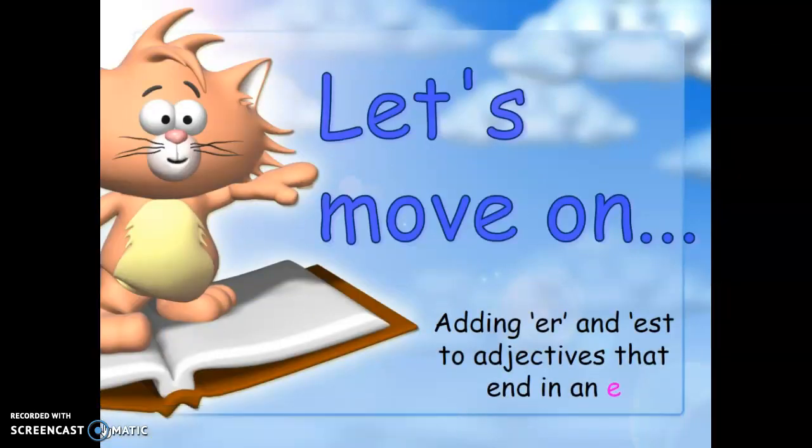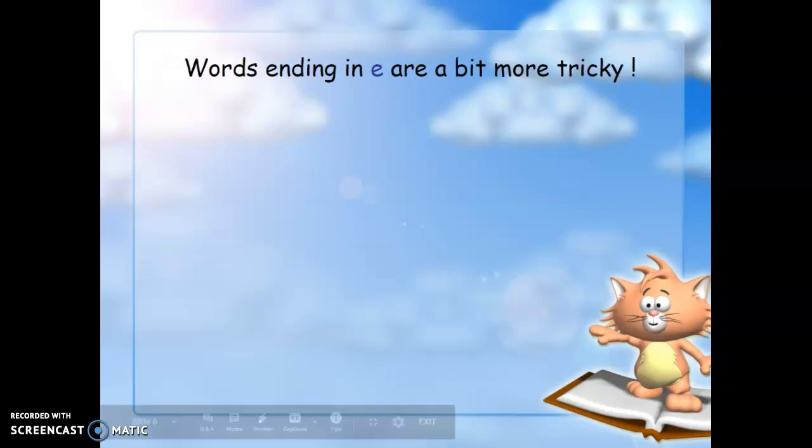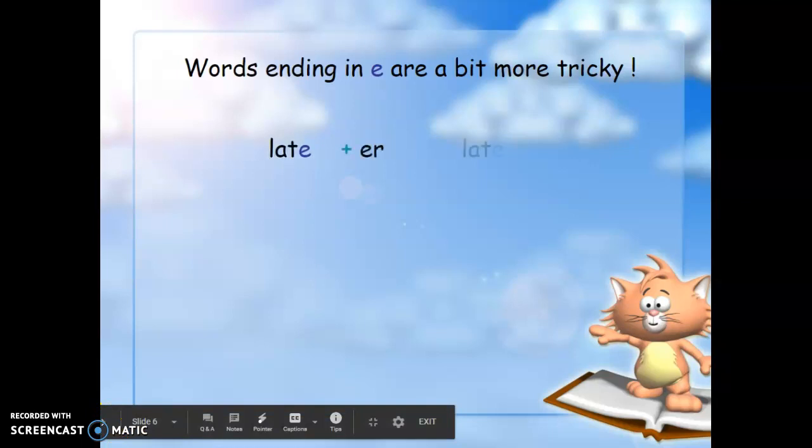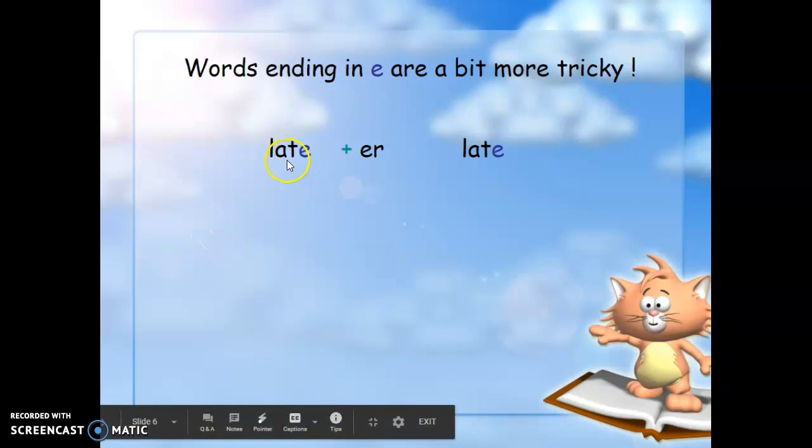Now we're going to look at words, adjectives that end in E. Okay, so words ending in E are a bit more tricky, but I know that you'll be able to do it. So let's have a look at our first example. Okay, can you see here? So this word is late, okay? And then we need to add the er suffix to it. And I want you to have a look. Did you see what happened there?